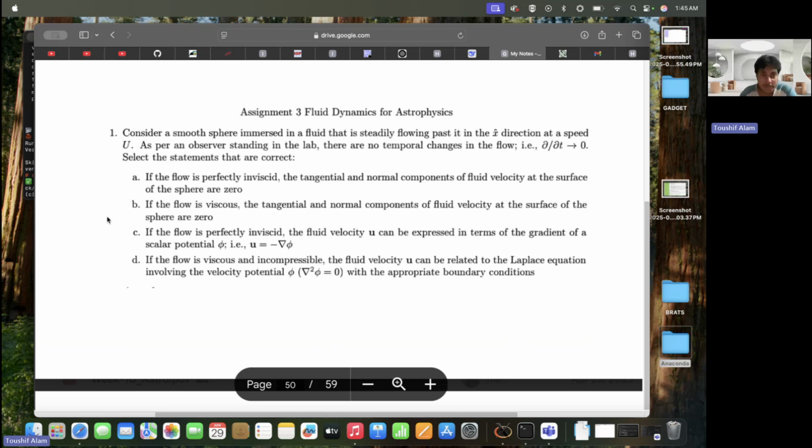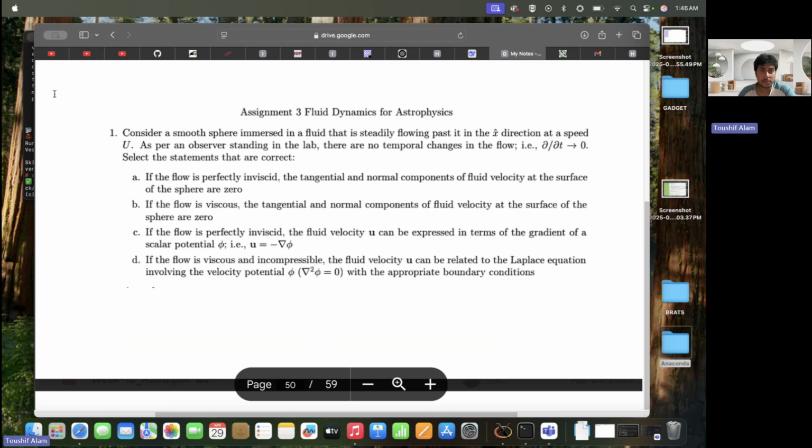If the fluid is perfectly inviscid, the fluid velocity u can be expressed in terms of the gradient of a scalar potential phi, so that u is minus grad phi. If the flow is viscous and incompressible, the fluid velocity u can be related to the Laplace equation involving the velocity potential phi, del squared phi equal to 0, with the appropriate boundary conditions.